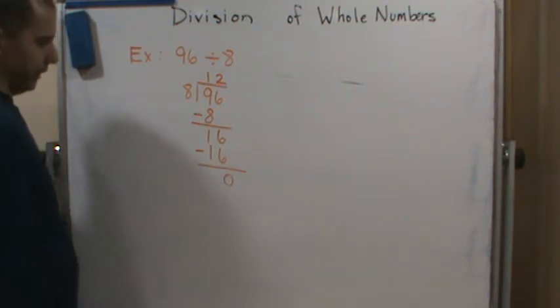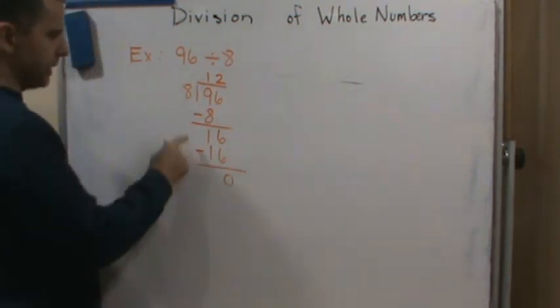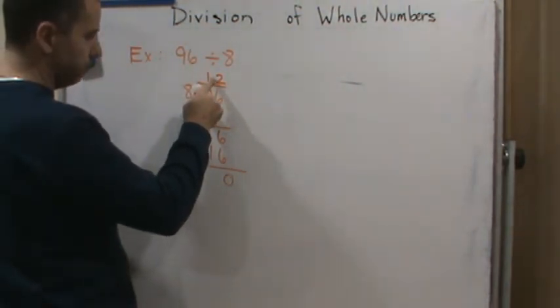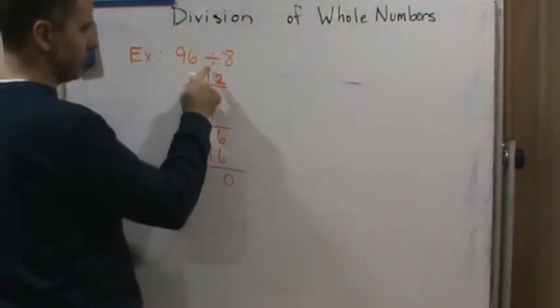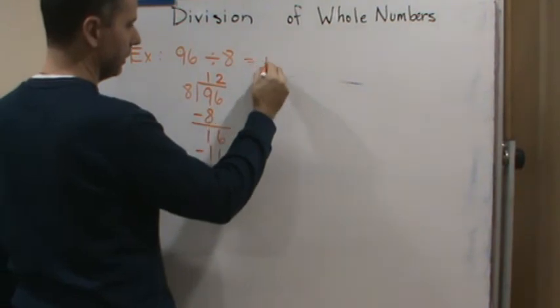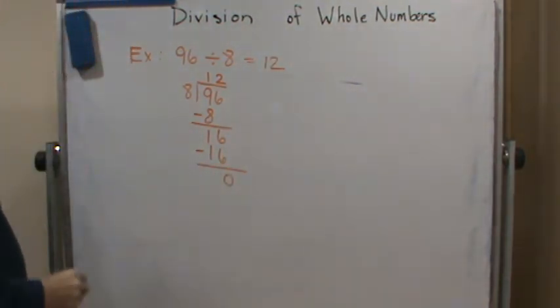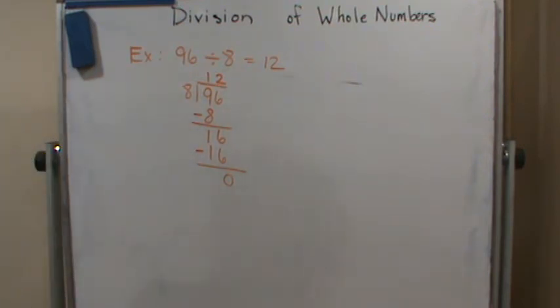So what does this tell me? It tells me that 8 times 12 equals 96. So 96 divided by 8 equals 12. And that's how it works. And that's the division algorithm.